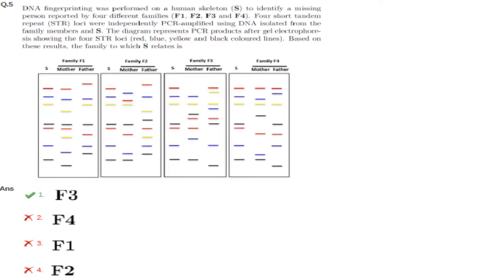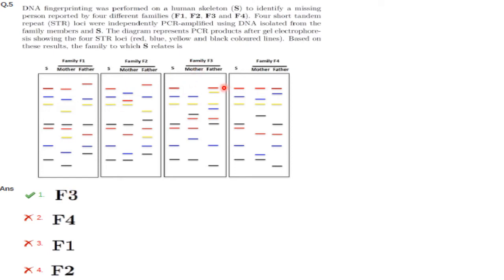Then next one. DNA fingerprinting was performed on human skeleton S to identify a missing person reported by 4 different families. That is F1, this is first family, this is F2, this is F3 and this is F4. 4 short tandem repeat, that is STR loci, were independently PCR amplified using DNA isolated from the family members and S also. The diagram represents PCR products after gel electrophoresis showing the 4 STR loci, that is red, blue, yellow and black colored lines. Based on these results, the family to which S relates. So from here how you have to compare is all the bands in S should match with either mother or father. Only then you can say that S is son or daughter of this particular mother and father. So answer here is option F3, that is family F3.